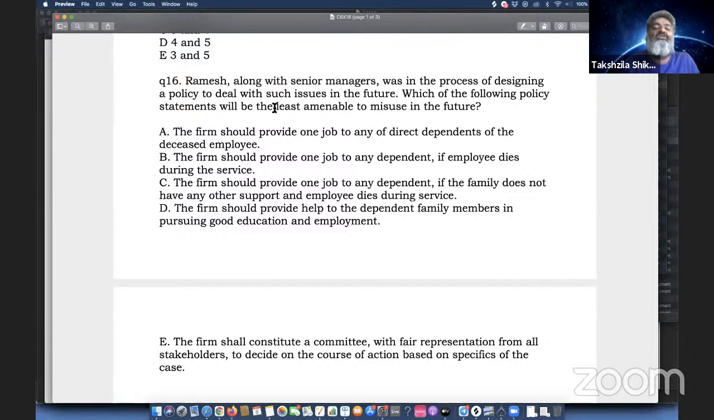Pay attention to the question stem: least amenable to misuse in the future. You want a policy that works in any given situation in the future and is not manipulated or misused.